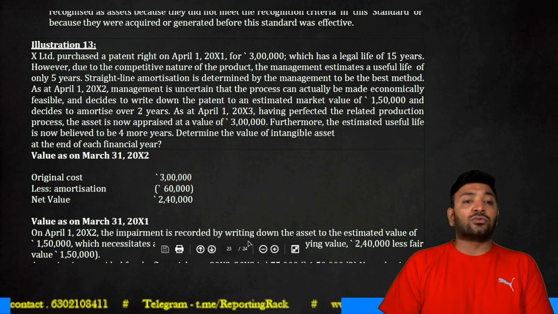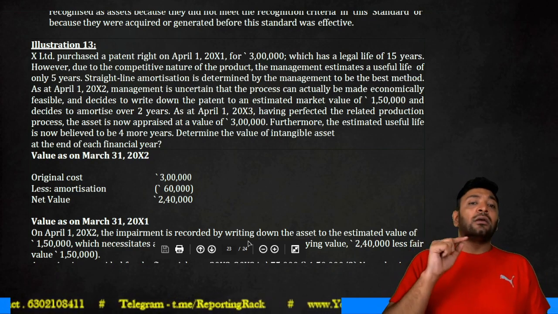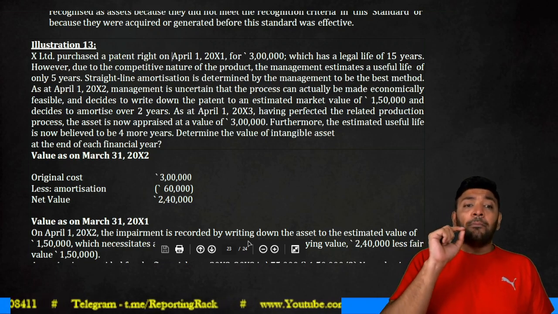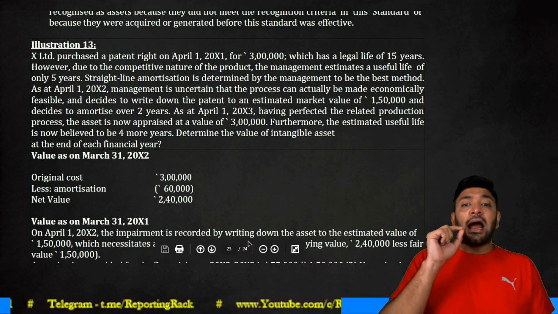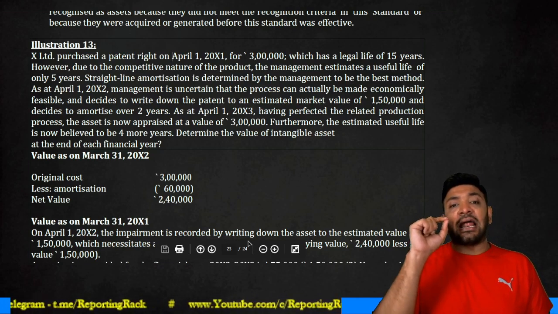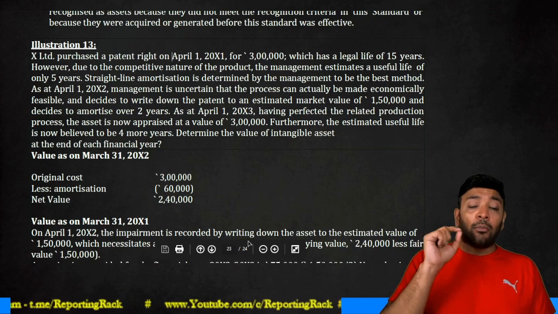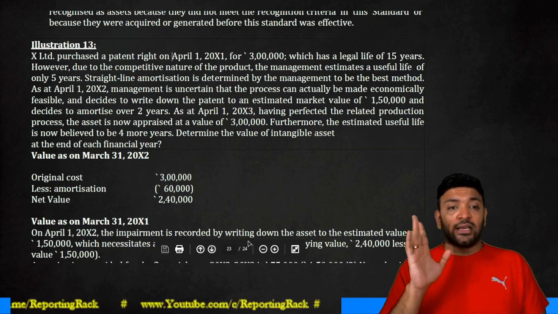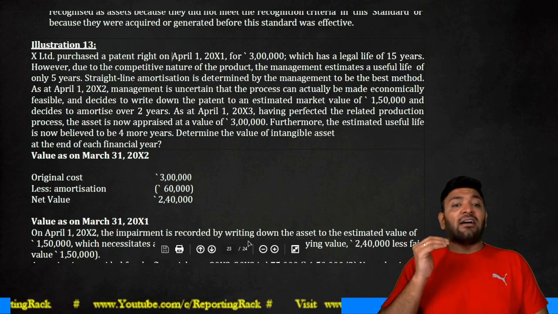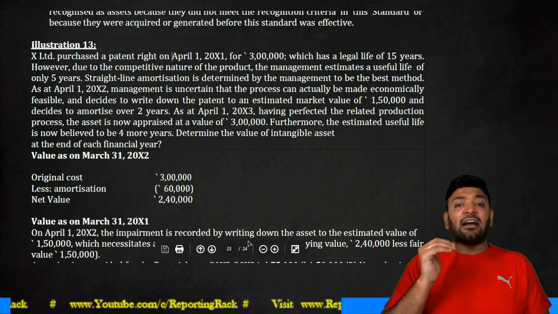On 1st April 2022, that is next year, management is uncertain that the process can actually be made economically feasible and decides to write down the patent to its estimated market value of 1,50,000 and to amortize it only over the next 2 years. So on 1st April, what is he doing? He is reducing the value of the asset. He is degrading the value of the asset.